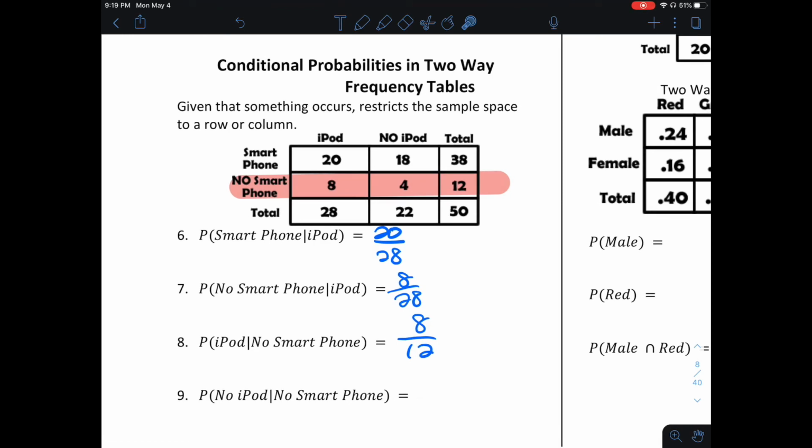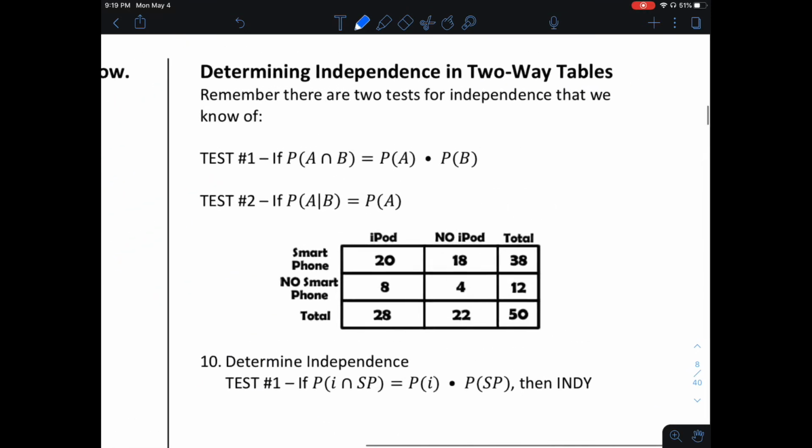What's the chances, given that someone does not have a smartphone, still in this row, that they don't have an iPod? Well, that's 4 out of a total of 12. 1/3. All right, we got a few more.